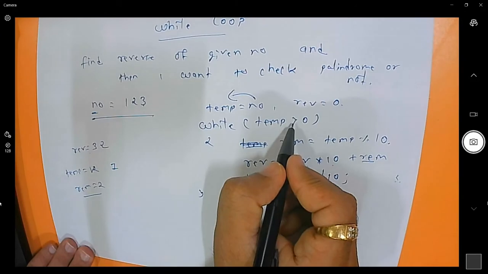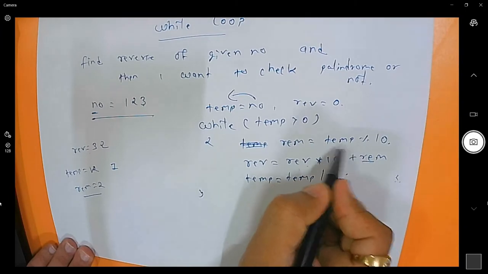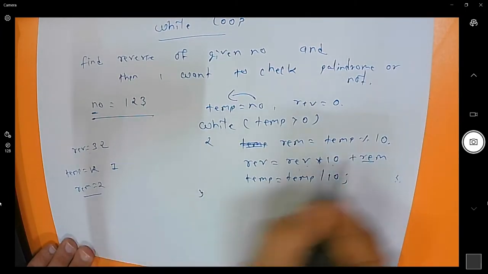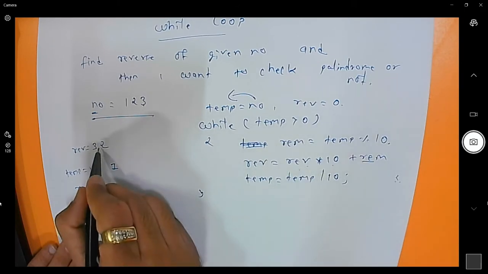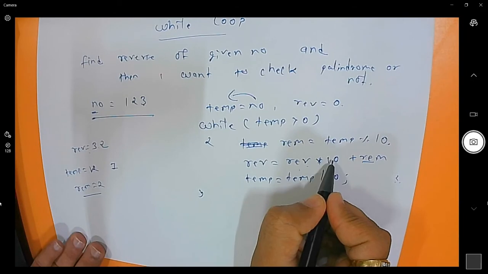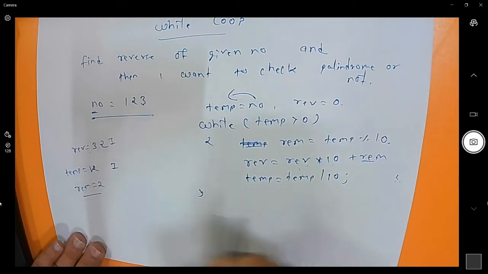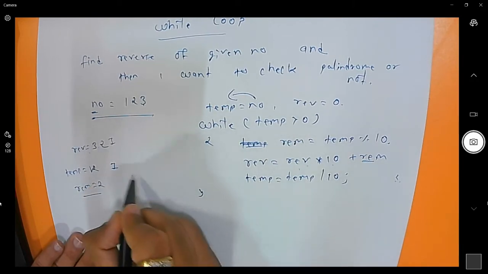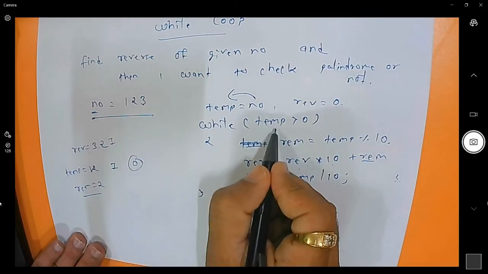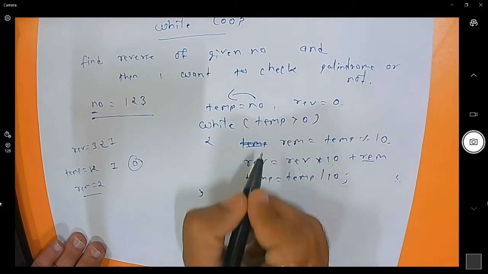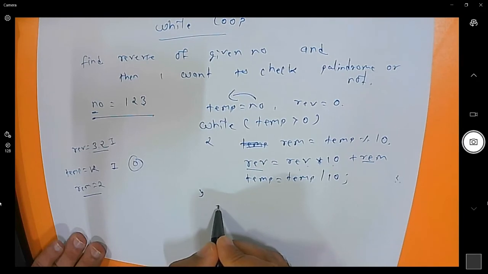Now, 1 is greater than 0. Yes. So you can check remainder is equal to temp modulo 10. What is temp? Temp is 1. 1 modulo 10 is 1. So reverse is 32, 32 into 10 is 320, 320 plus remainder 1 is 321. Now temp is equal to temp divided by 10, 1 divided by 10, so temp equals 0. Now is temp greater than 0? No. Then the loop will terminate and you will get reverse equal to 321.